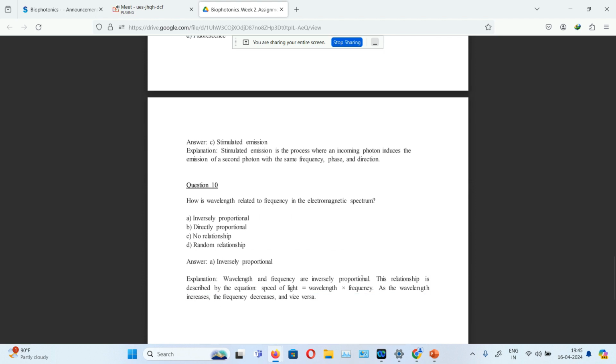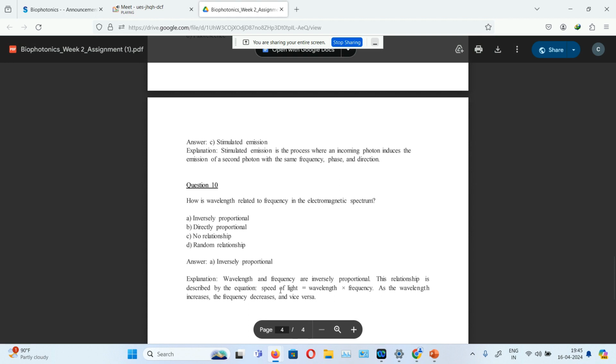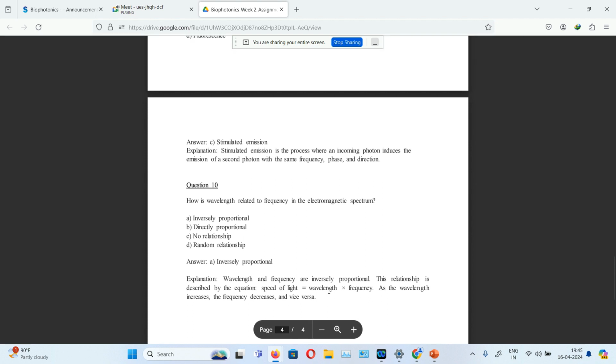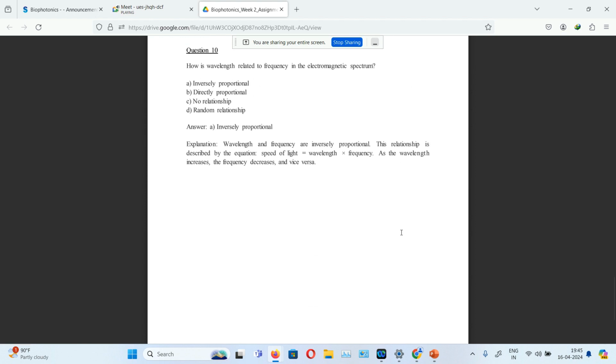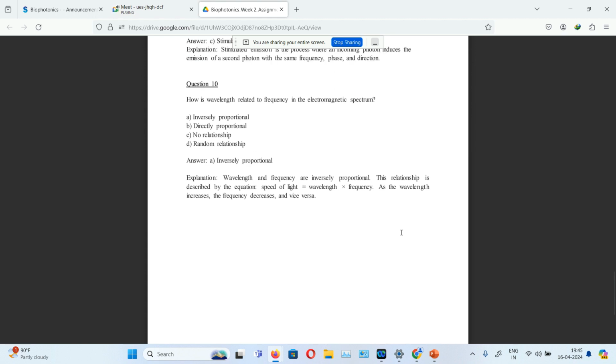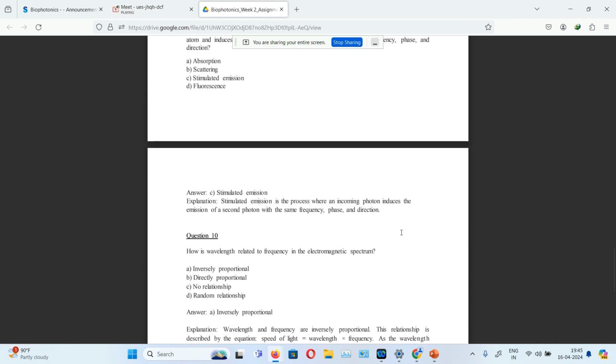Wavelength and frequency are inversely proportional. The relationship is described by the equation: speed of light is wavelength into frequency. As the wavelength increases, the frequency decreases, and vice versa. It's the thing which we explained. So these are the revision part of the week 2 paper.